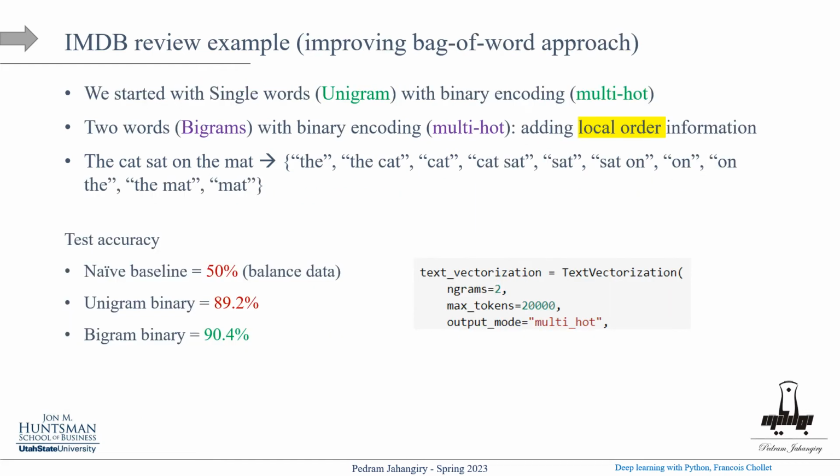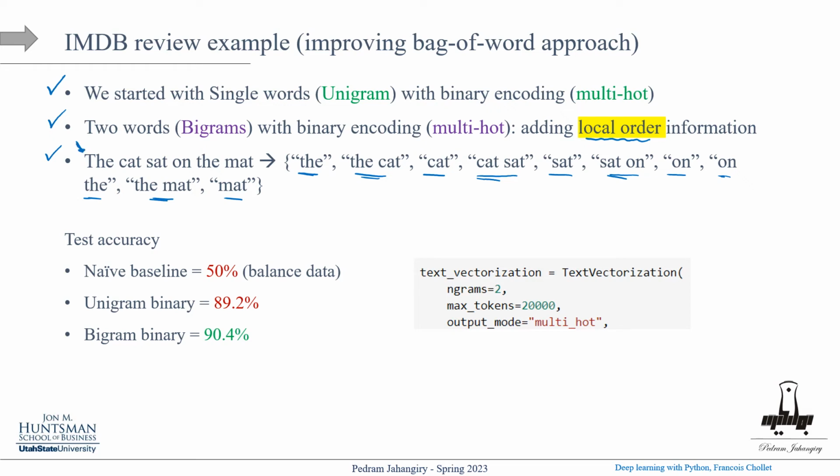Okay, so here's our second model. We started with a Unigram with binary encoding. Now let's do Bigram with binary encoding, or multi-hot encoding. Basically the idea is that we want to add local order information. So a sentence like this, the cat sat on the mat, is going to become, remember, bigrams is using n equal to 2 or fewer. So we have 1 or 2, right? So the cat, sat on, and on the mat, and mat. This is the output of the bigrams if you pass it this. This is the way that we tokenize it, right?